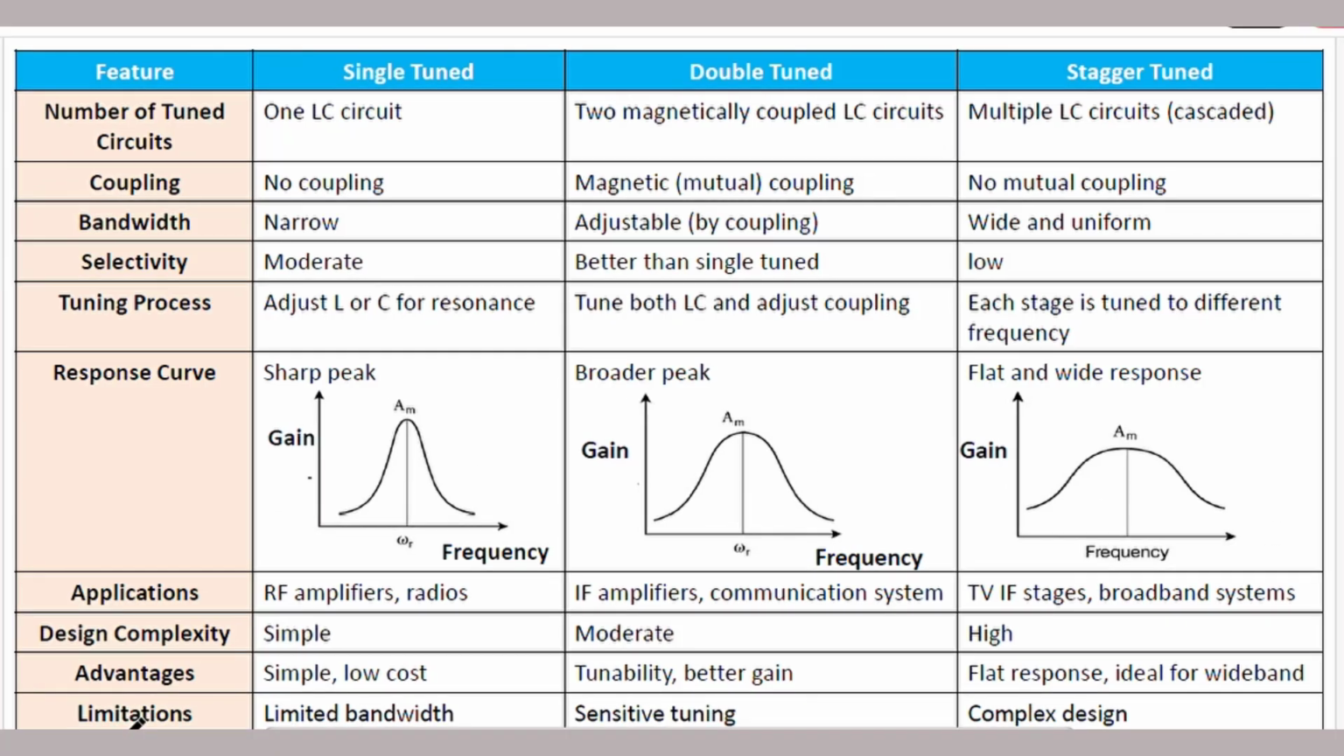Coming to the limitations or disadvantages, single tuned is with limited bandwidth. And the limitation for double tuned amplifier is sensitive tuning. We must take care of tuning because the two tuned circuits must tune to the same frequency. And then coming to the staggered tuned, the limitation is the design is very complex.